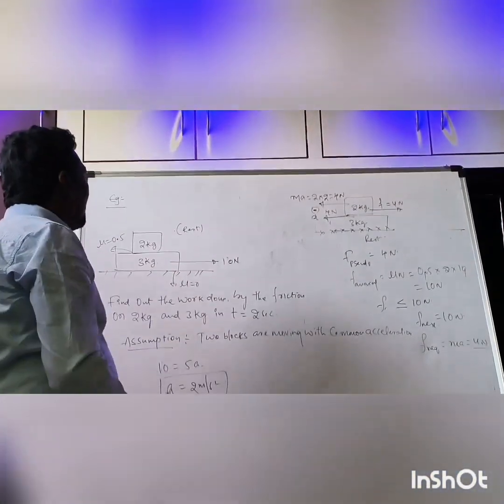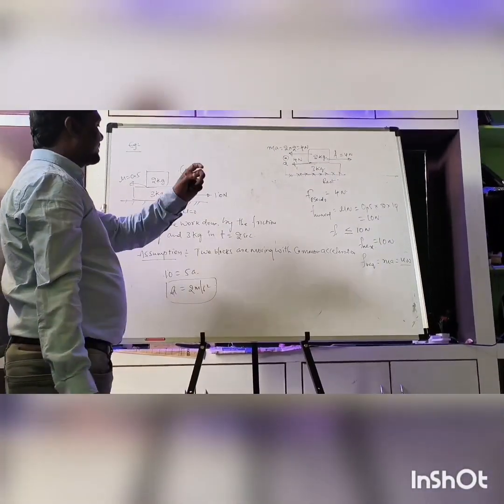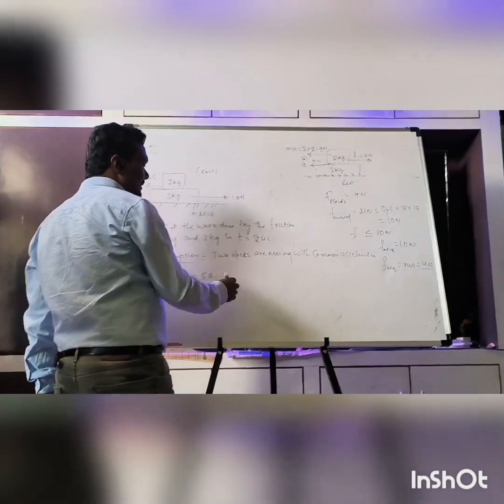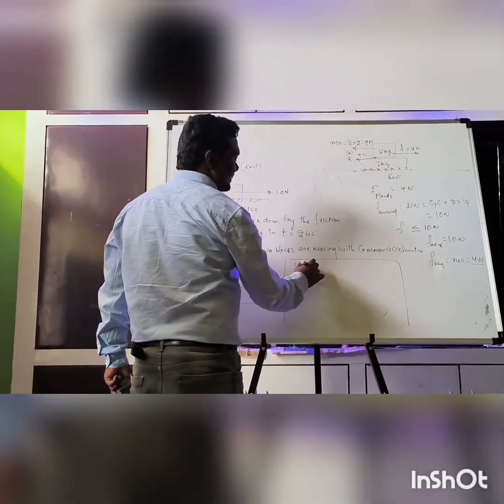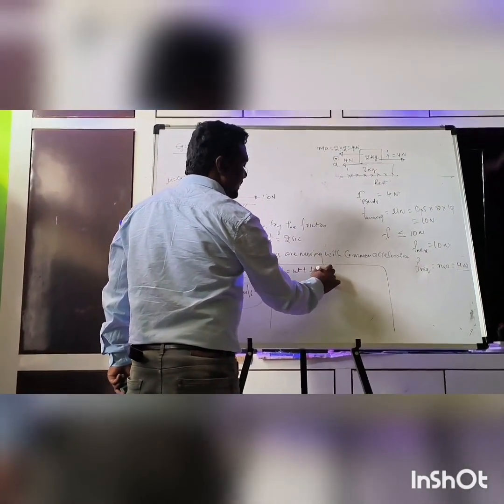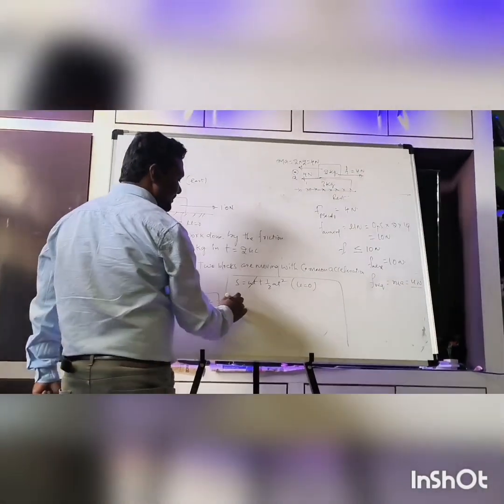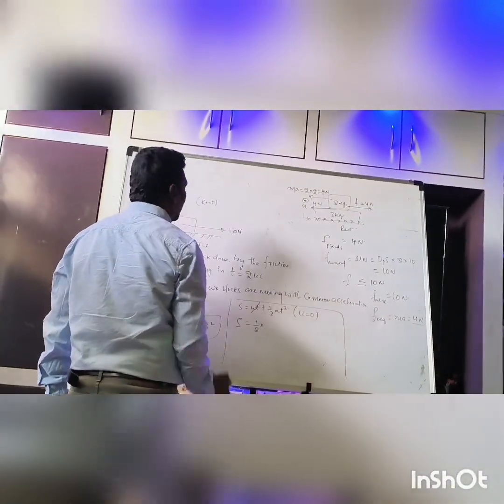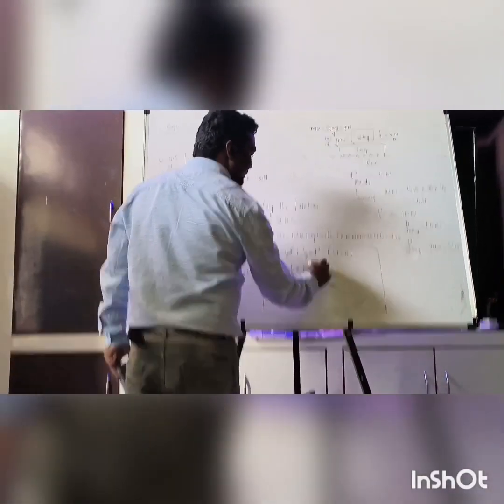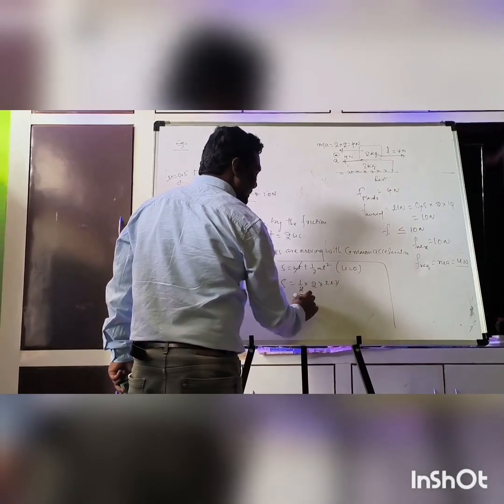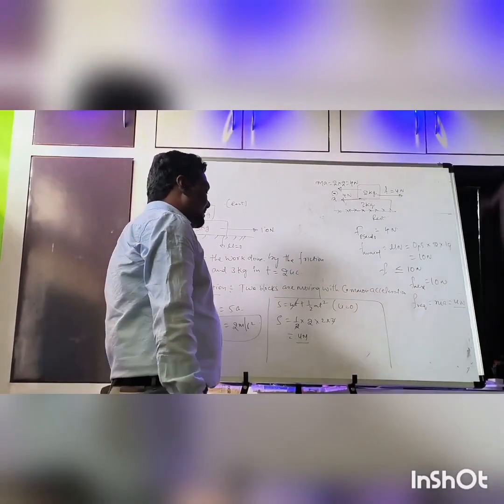Now what do we have to find? We have to find out the work done if the system is dragged from rest. First of all, we got the acceleration of the system. Now s equals ut plus half at square, and as u is equal to 0, ut is 0. So s equals half into acceleration, which is 2, into time squared, 2 into 2. That is nothing but 4 meters. Now what we have to find is the work done by the friction.